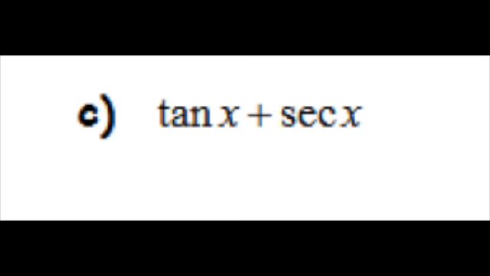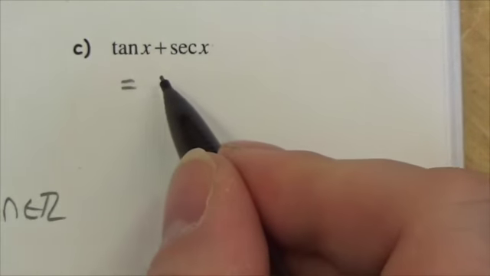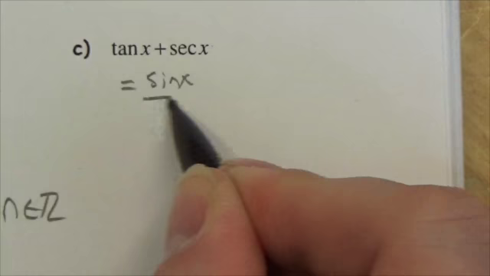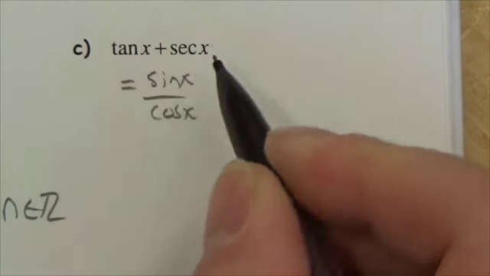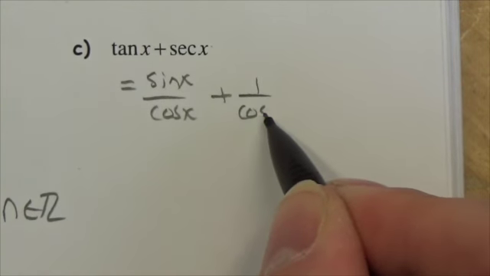The tangent of x added to the secant of x. Okay, so the first thing we're going to do is rewrite these. Tangent is sine of x over the cosine of x. They're identical to each other. And then secant is going to be 1 over the cosine of x.